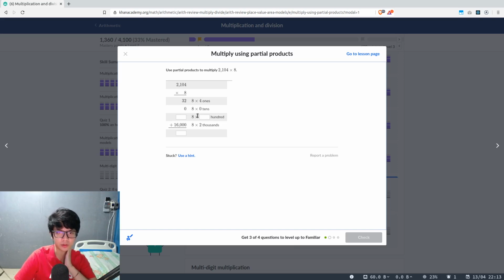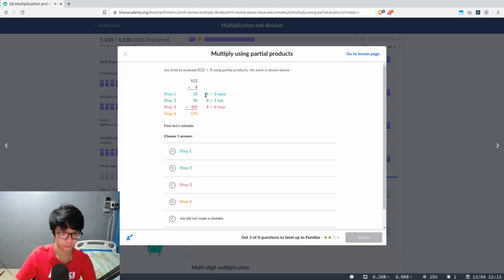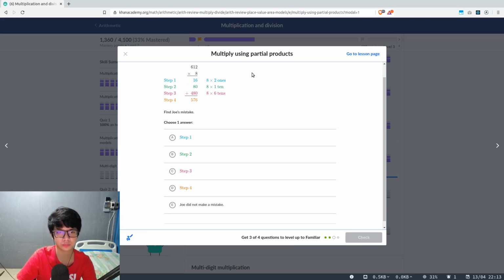Use partial products multiply. Eight times 4, 8 times 0, 8 times 100, it's gonna be 800. And then we have 8 times 2000. Okay, let's go. Joe tried to evaluate. Okay, that's 16, that's correct. It's 80, that's correct. 8 times, I think he made a mistake the last part. I mean the third step.